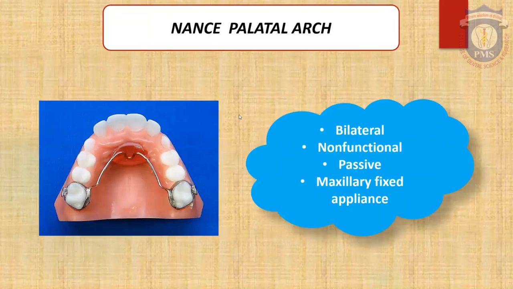Next fixed appliance is the Nance palatal arch. Nance palatal arch is commonly used when there is a bilateral or unilateral multiple tooth loss in the maxillary arch. So it is a bilateral, non-functional, passive, maxillary fixed space maintainer.